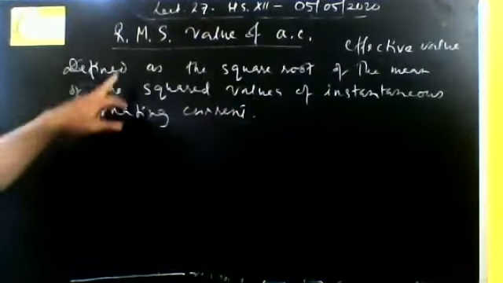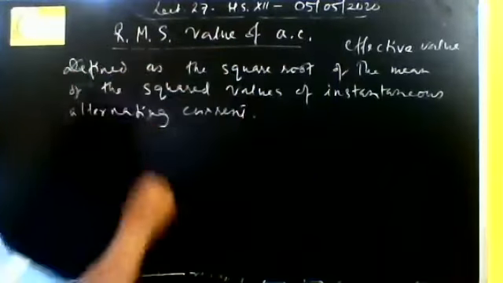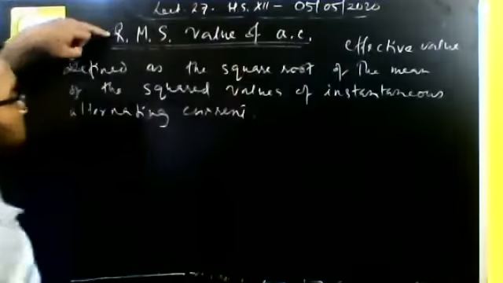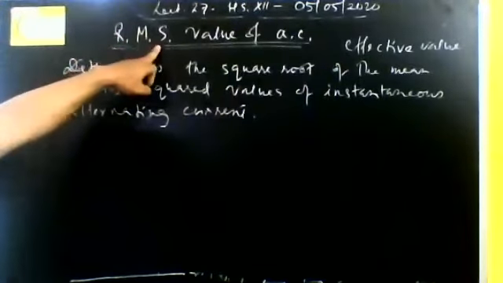So RMS value of alternating current, it is very important. R means root, mean, square. Root mean square value of AC, right?